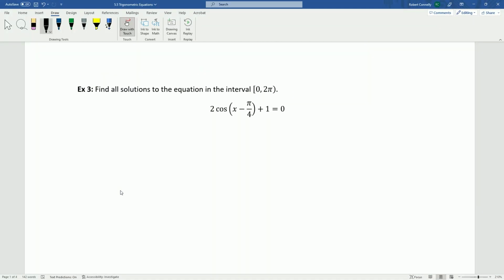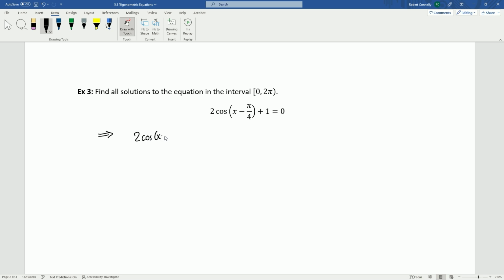So I'm going to start out by isolating the cosine to one side of the equation. If I subtract the 1, I get 2 times cosine of x minus pi over 4 equals negative 1. Then I divide by 2, I get cosine of x minus pi over 4 equals negative 1/2. And now I ask myself, what angle for cosine gives me negative 1/2?